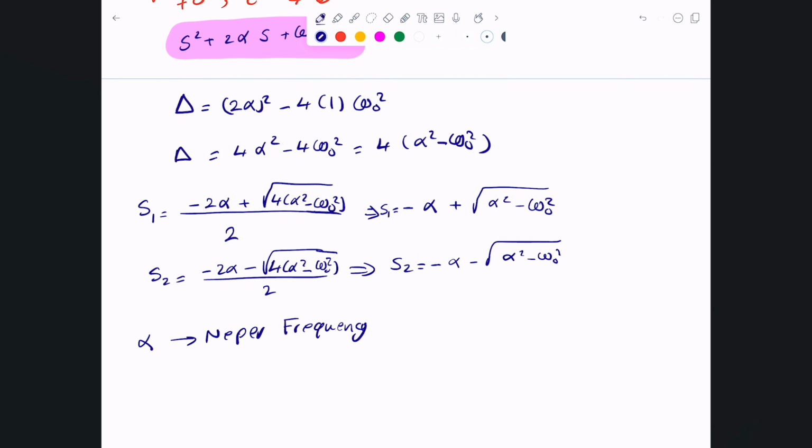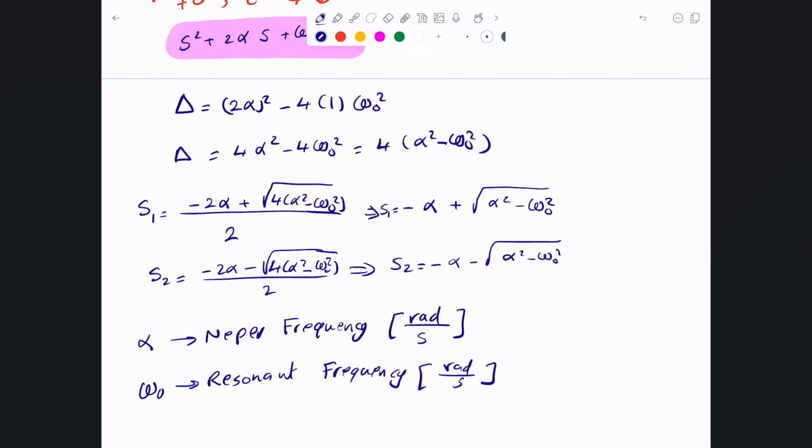Frequency. Sometimes we call it the damping frequency or damping coefficient, and its units are usually radians per second. Sometimes I've seen them as Nepers per second. Omega 0 is also a frequency, and this is usually called a resonant frequency, and its units are also radians per second. Sometimes we also call it the undamped natural frequency.